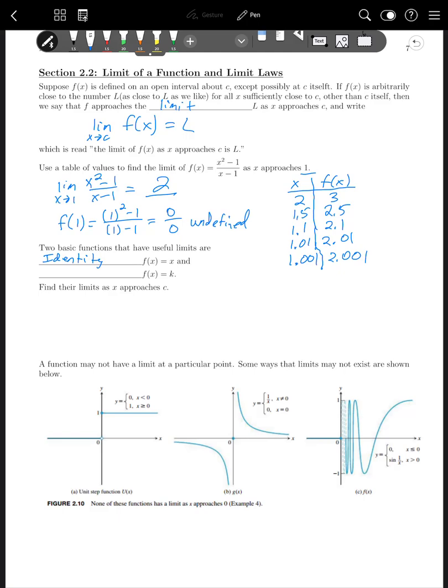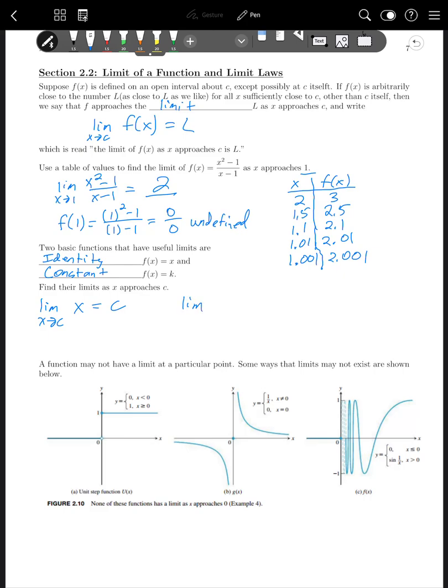And so the idea here is that f of x equals x, so no matter what number you plug in for x, you get x out. And then the other one is the constant function. And so the idea for both of these is that the limit as x approaches c of x, well, if x is getting close to c, then what's x getting close to? Well, it's getting close to c, right? So that limit would be c. So the identity function, its limit is simply whatever number you're approaching.